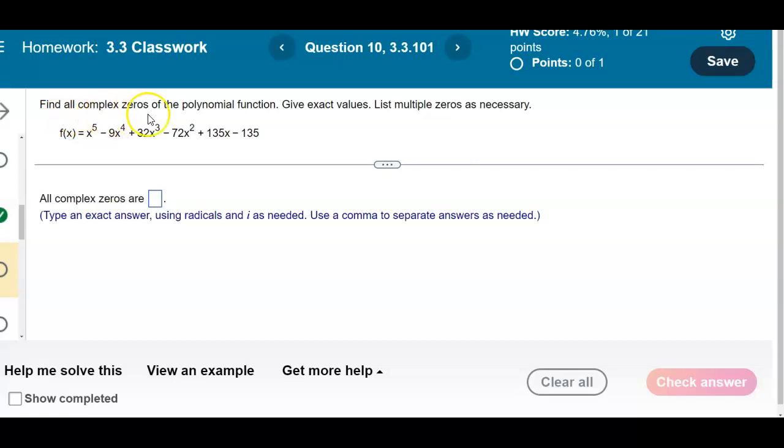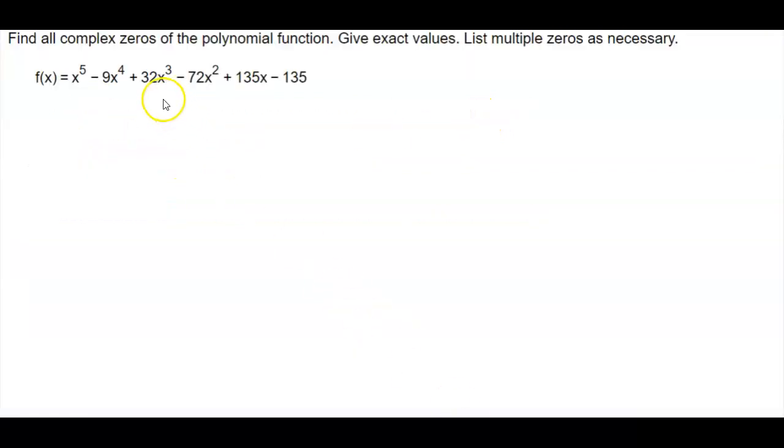Find all complex zeros of the polynomial function and then give exact values and list multiple zeros as necessary. So here is our function, and the first thing we need to do is determine what are all the possible rational zeros of this function?